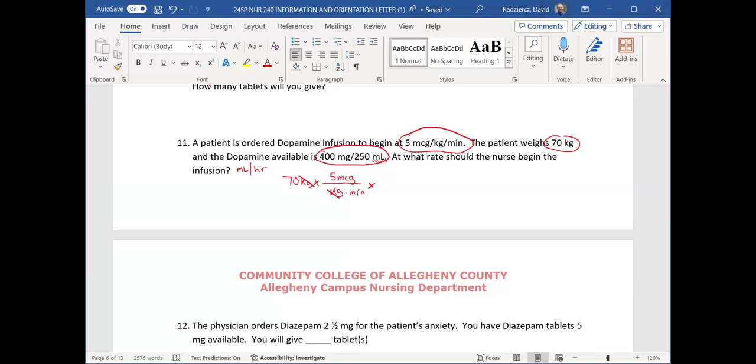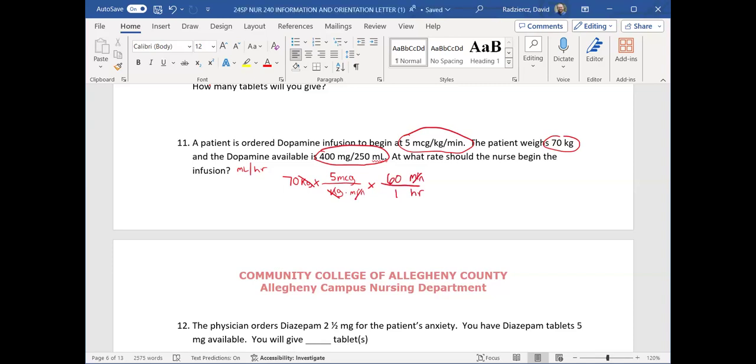So that'd probably be the first thing I would do, just go ahead and convert minutes to hours. Notice I haven't done any calculations yet, other than telling you it's 350, but I'm going to convert minutes to hours. 60 minutes, 1 hour.